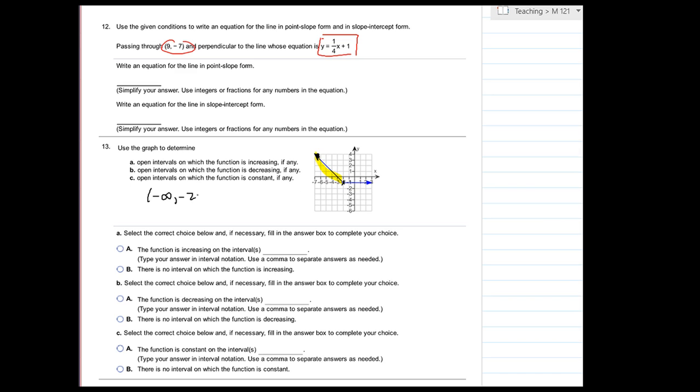So negative infinity, negative 2. So it's not increasing, it's decreasing on negative infinity to negative 2. And then it's constant from negative 2 on. So it's constant from negative 2 to infinity. All right. And that takes care of that question.